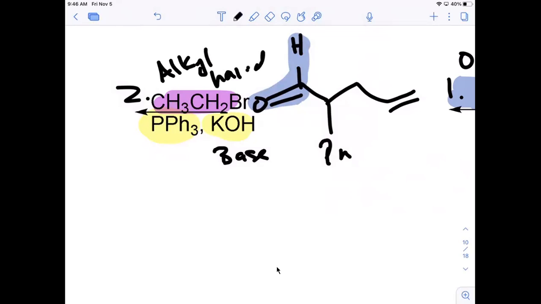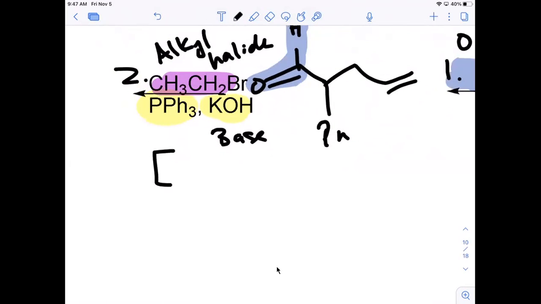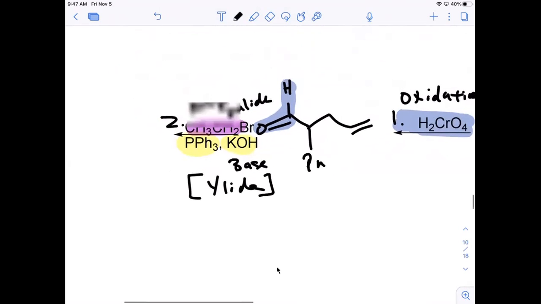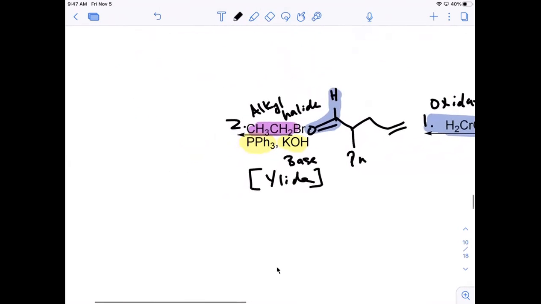What do all these things do when you put them together? The base, the alkyl halide, and the triphenylphosphine. You get an alkene. Yes, in the product. But before we react this stuff with the aldehyde, what do we get? An ylide. Yeah. All right, so this proceeds through an ylide, a phosphonium ylide. All right, so then how do I predict the product of that?